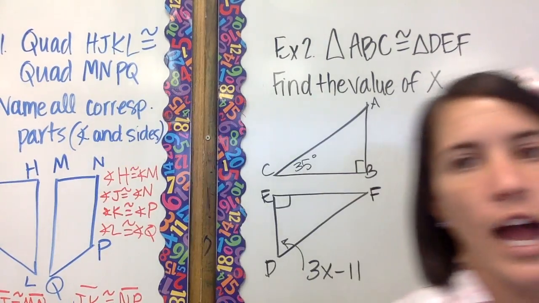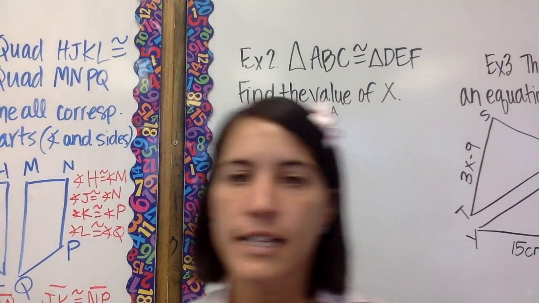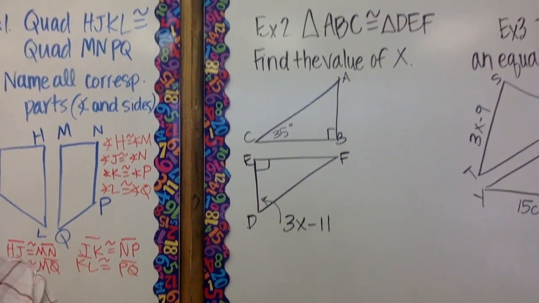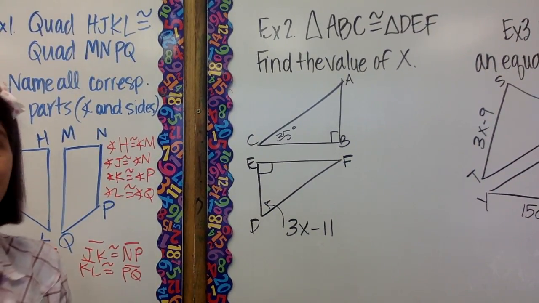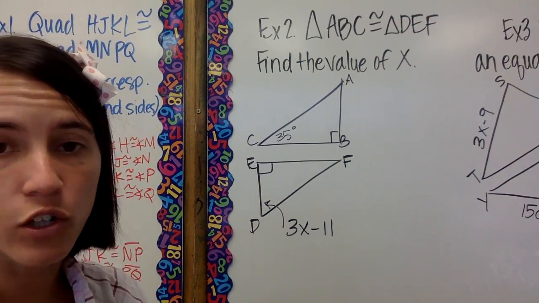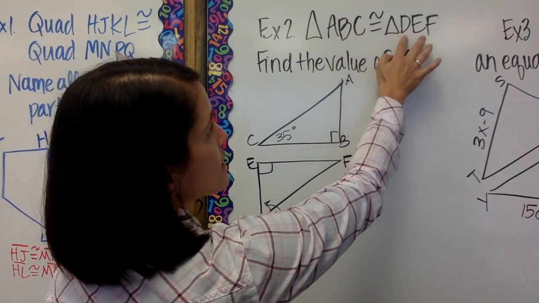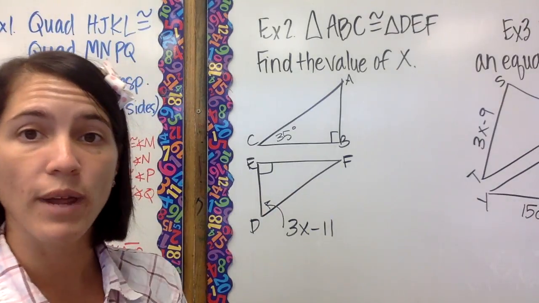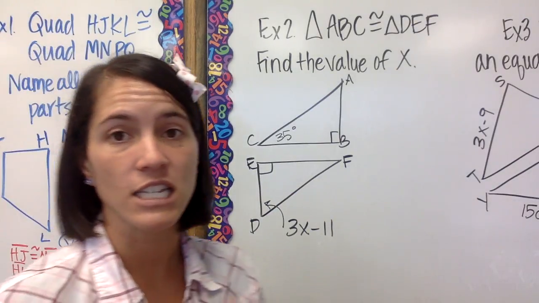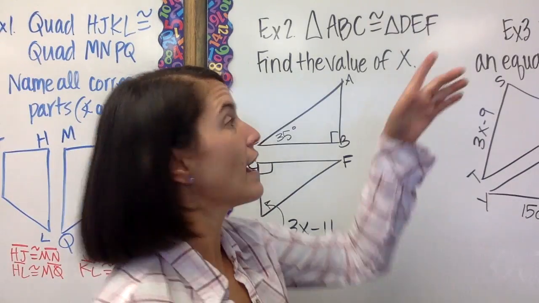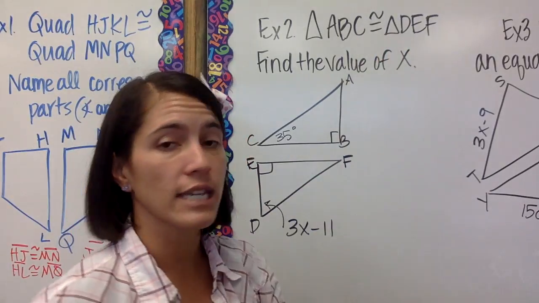Example 2. Triangle ABC is congruent to triangle DEF. Find the value of X. So I have two triangles and they are congruent. If you see ABC, DEF, that's the way the order is written. So that kind of gives you a hint to the corresponding parts. Angle A is going to be congruent to angle D.